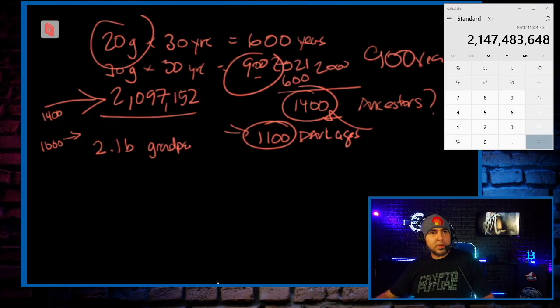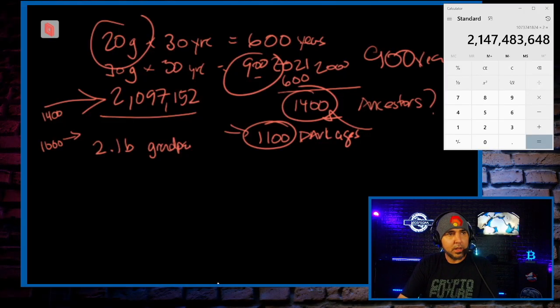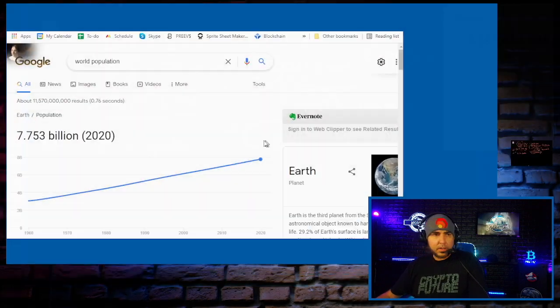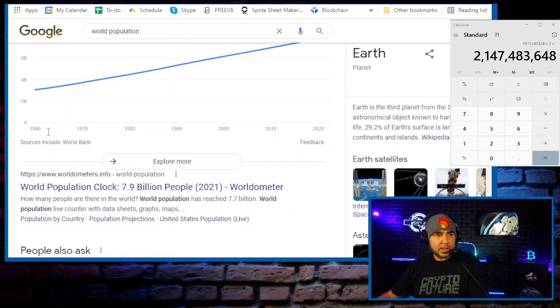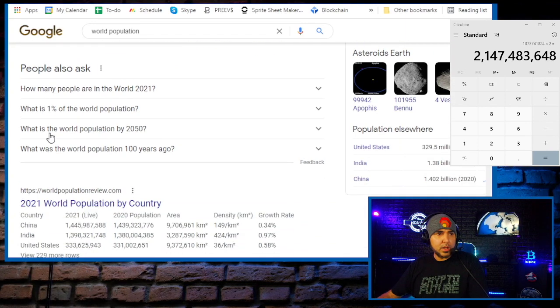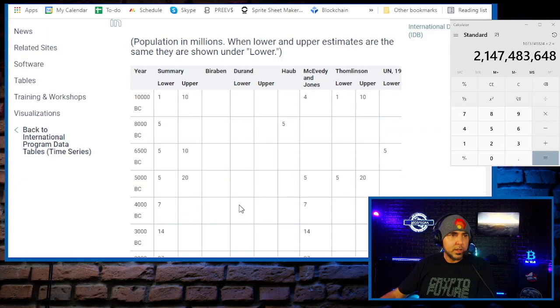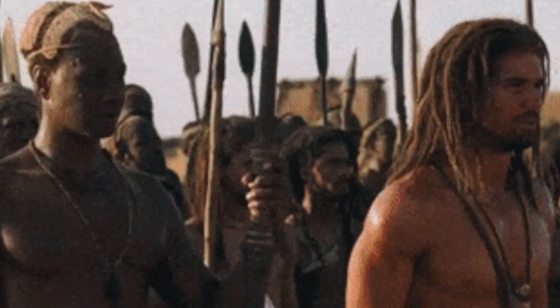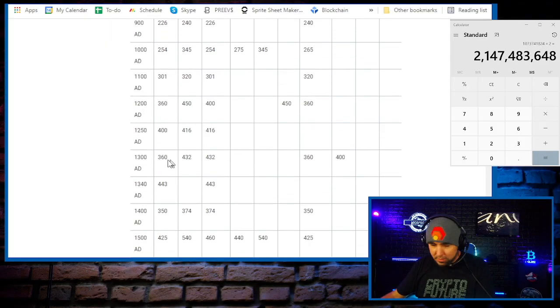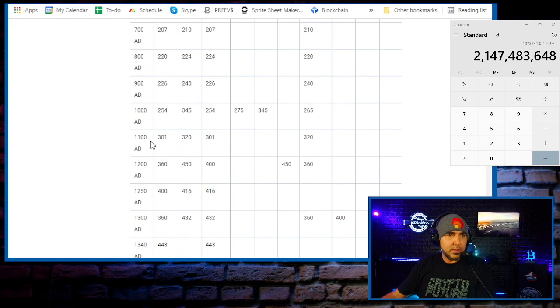Let's look at the world population in 1100. Bring this up for you. Okay, so right now we're at 7. I was taking it at 7, so it's even almost closer to 8. Let's see if we can find the world population history. So this is showing all the way back to 10,000 BC, okay? And let's see what the population was in 1100. So here we go, 1100, right?